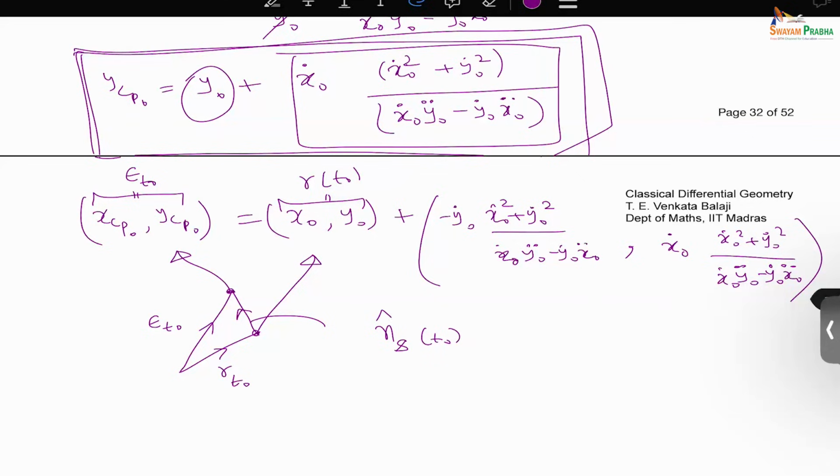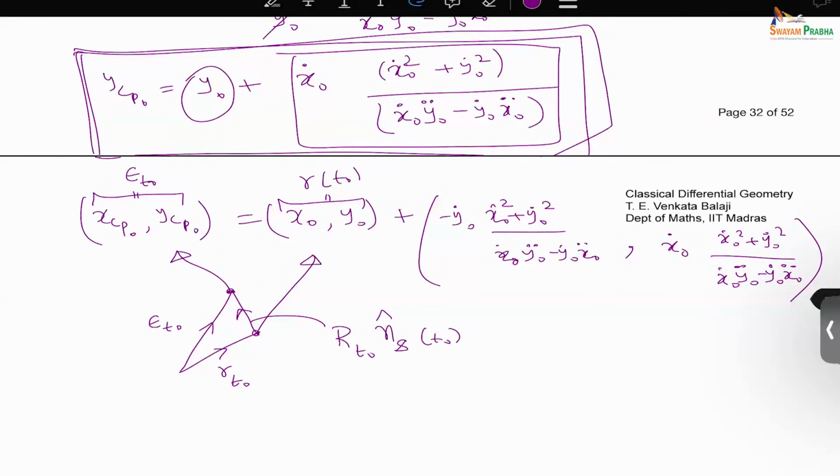Okay, and I will put a cap to say that this is a unit vector. By the way, epsilon t naught and gamma t naught are also vectors. I am not putting arrows on top of them as you usually do; it is to be understood. But here I am putting a cap because I want to stress that it is a unit vector. Then this times the radius of curvature at t naught. So this length here is r t naught, and this is just the triangle law.